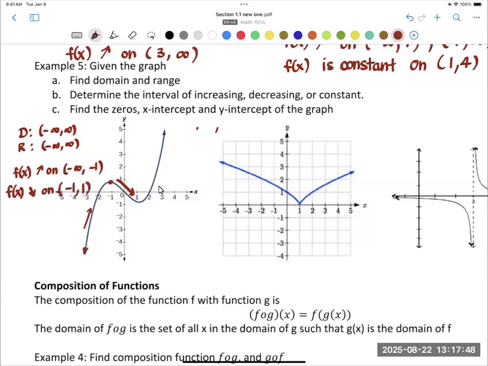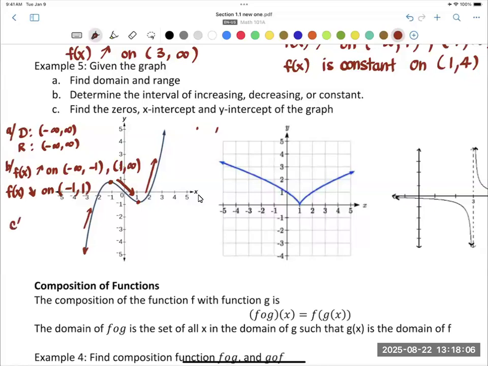All right. And then after 1, you will keep walking uphill. So the function is increasing also on the interval 1 to infinity. All right. So that is part B.